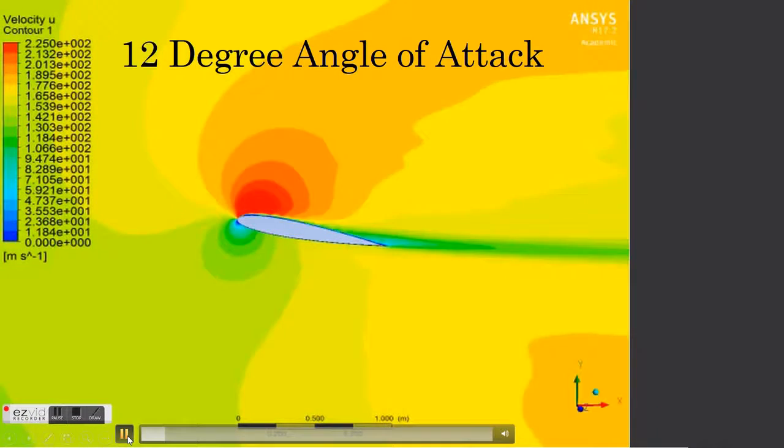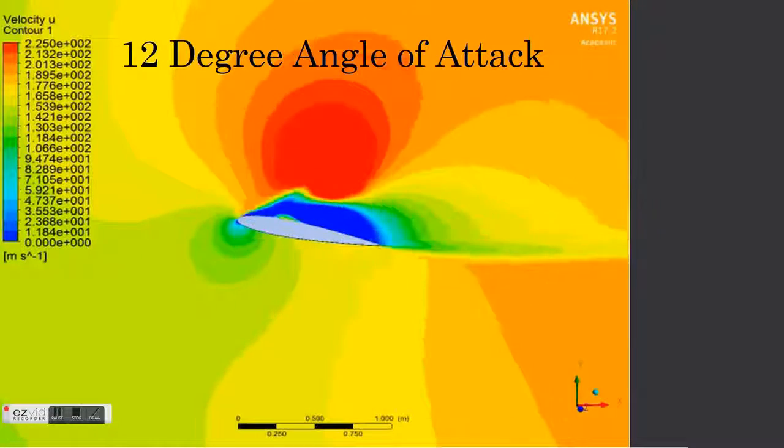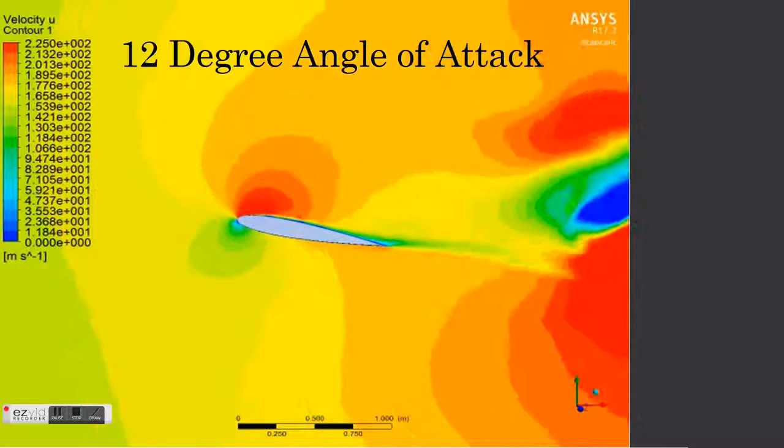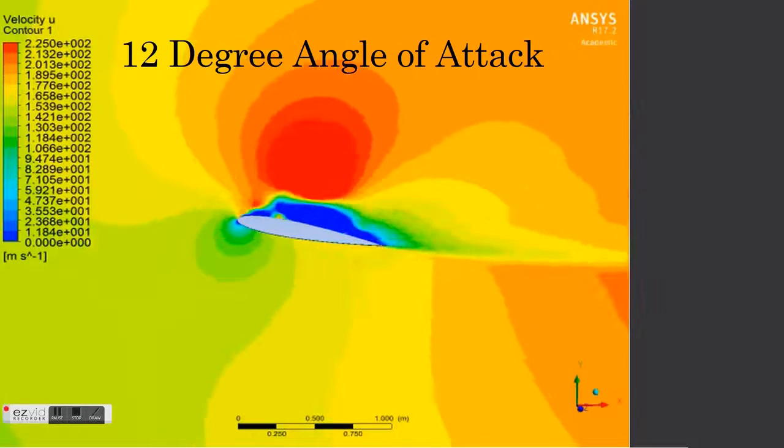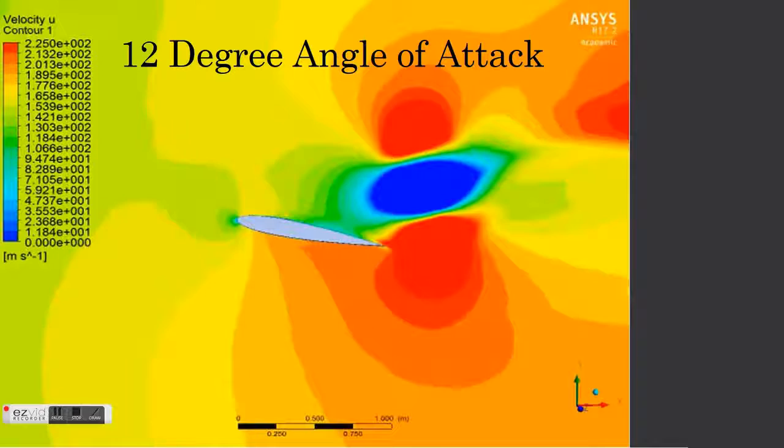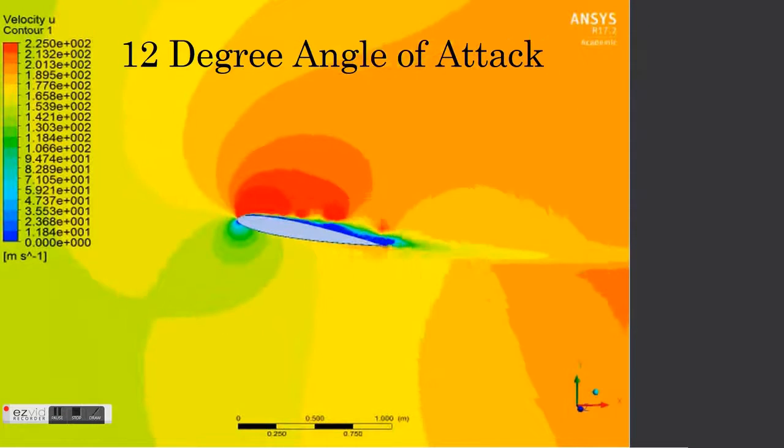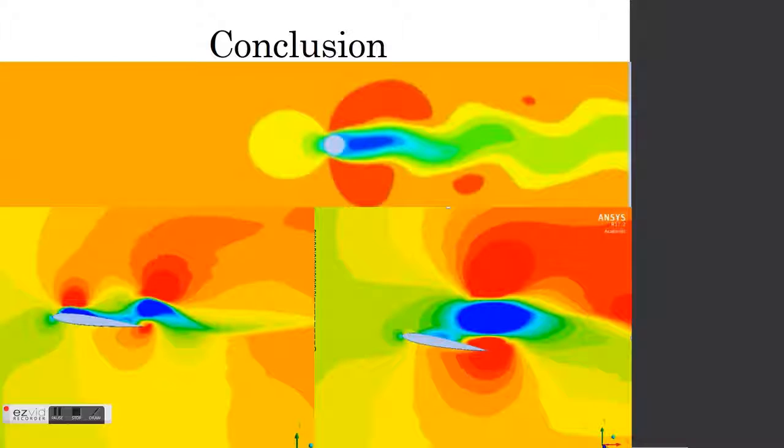Switching to the 12-degree angle of attack shows a decrease in frequency of shedding compared to the 8-degree. However, when the vortices detach from the wing, they are far more prominent, thus providing more drag on the backside of the wing. With the increased angle of attack, vortex shedding off the backside of the wing becomes more intense.